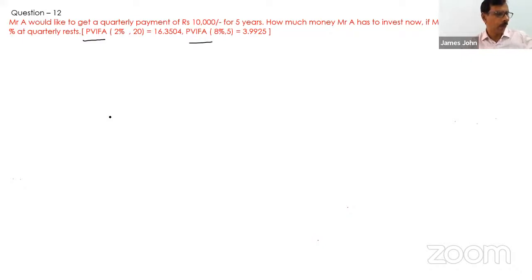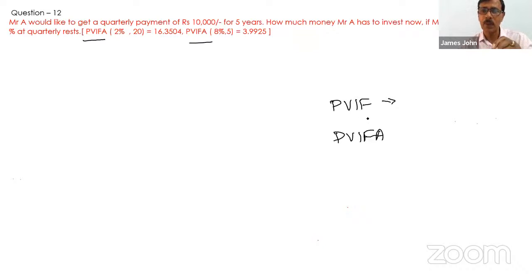If you are having that Macmillan text, on page number 58, they have given a table. One table is for annuity, another table is for present value of compound interest. Two formulas are there. So there they use these terms, PVIF and PVIFA. PVIF means present value interest factor. And PVIFA means present value interest factor of an annuity.